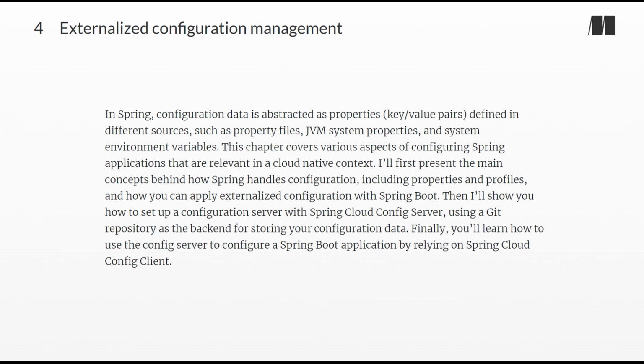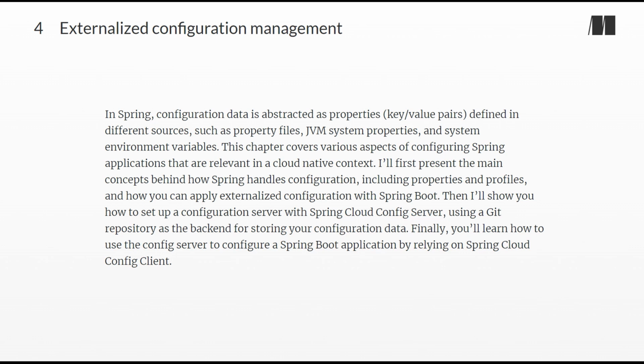In Spring, configuration data is abstracted as properties, key value pairs, defined in different sources such as property files, JVM system properties, and system environment variables. This chapter covers various aspects of configuring Spring applications that are relevant in a cloud-native context. I'll first present the main concepts behind how Spring handles configuration, including properties and profiles, and how you can apply externalized configuration with Spring Boot.